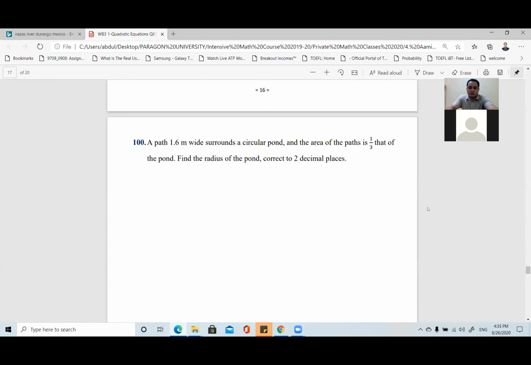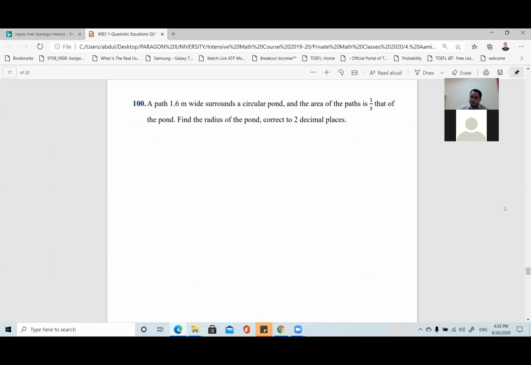Okay, this question, right? 100. Yeah, because if I just write on the screen, then we cannot save this. But here, at least I can save and after that share with you. That's much better. So in this question, a path 1.6 meters wide surrounds a circular pond, and the area of the path is 1/3 that of the pond.